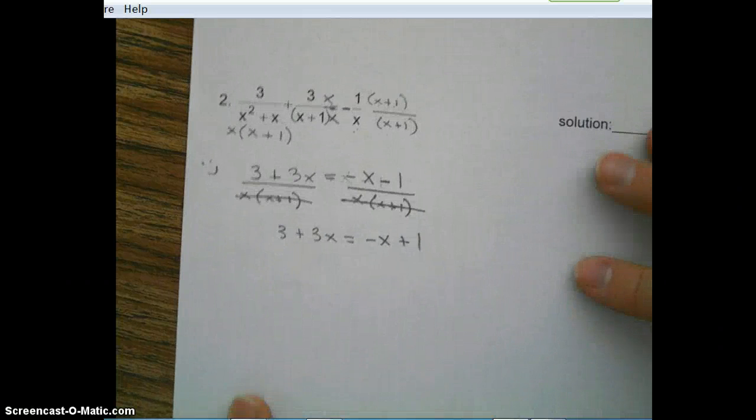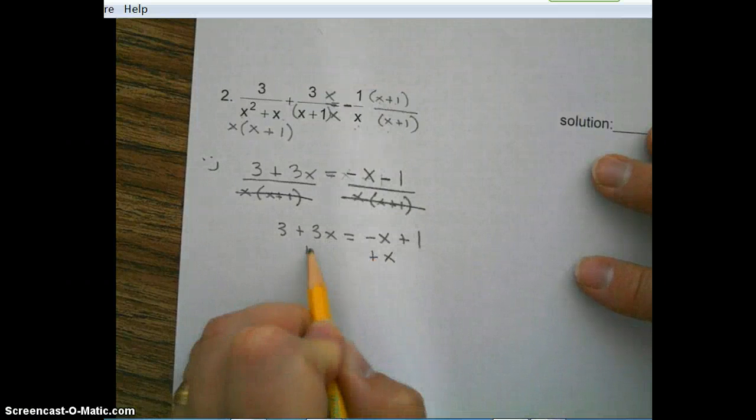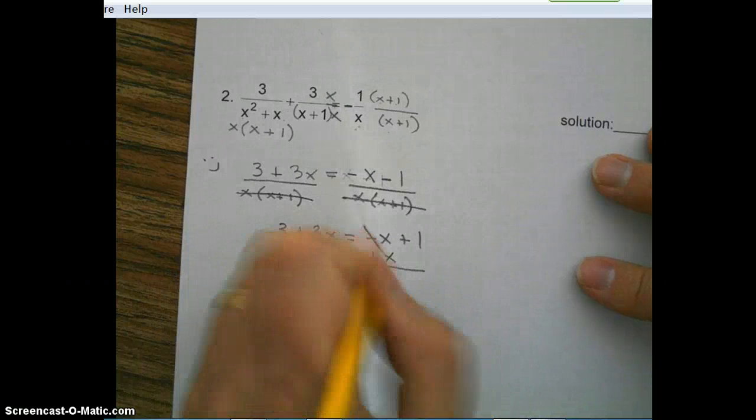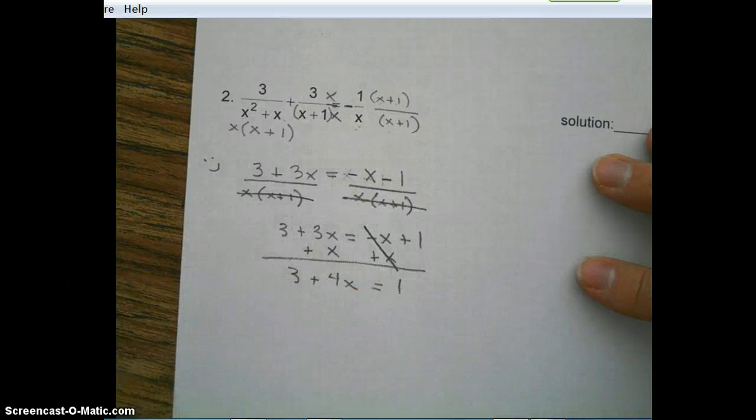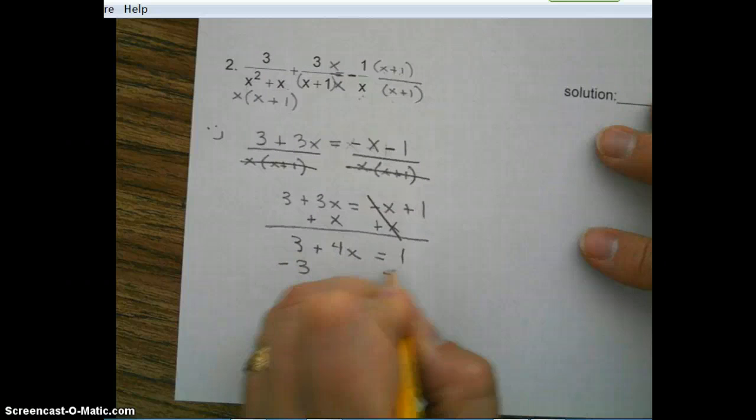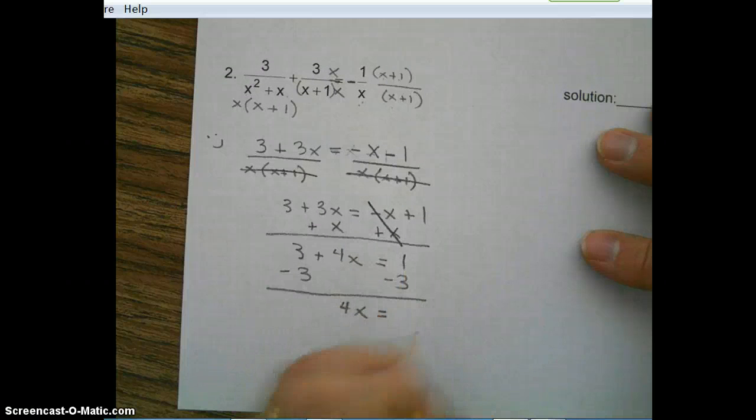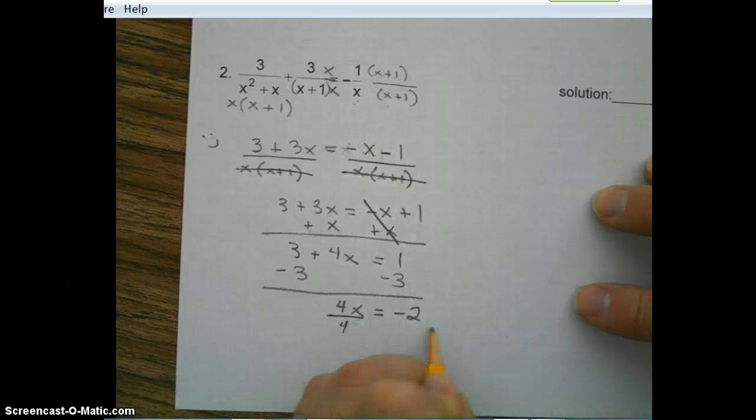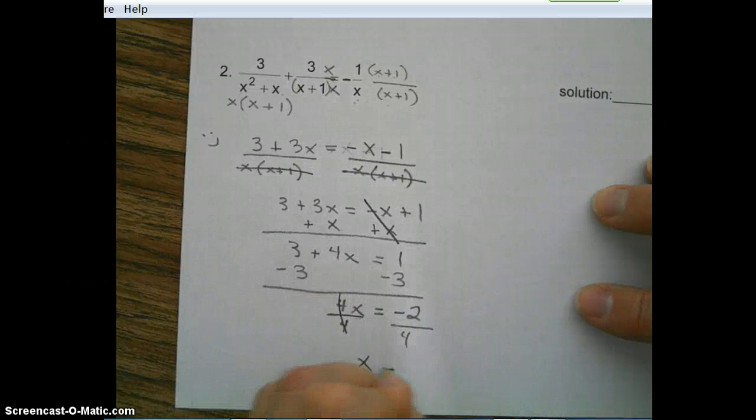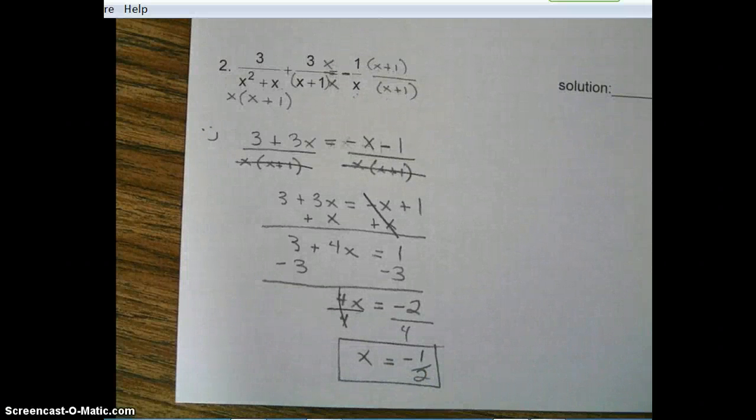So now we're just solving for x. Okay, we got an x on both sides, so let's cancel out the smaller one. So that gives us 3 plus 4x equals 1. Subtract the 3. Boy, I hope I don't make another mistake like I did on that last video. 1 minus 3 is negative 2. Divide by 4. Boy, I hope I don't make another mistake. There we go. Hopefully, I did good.